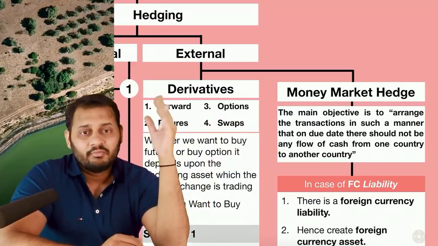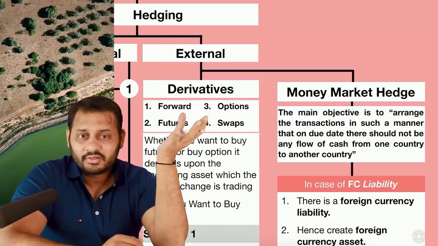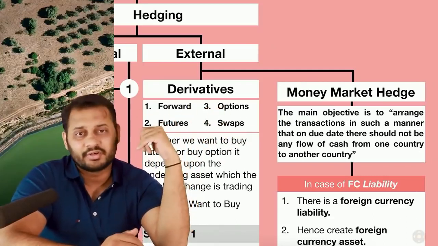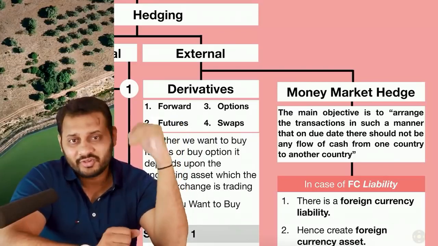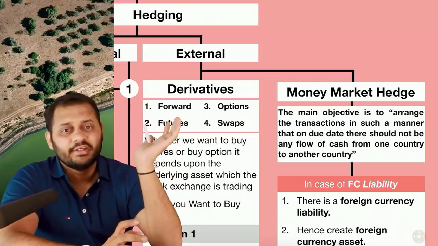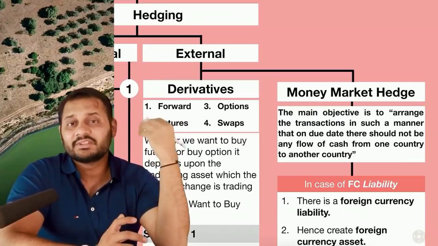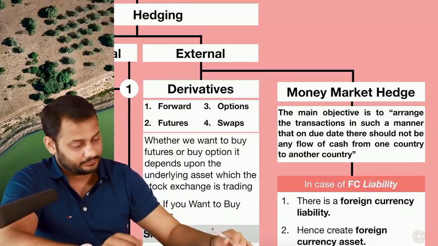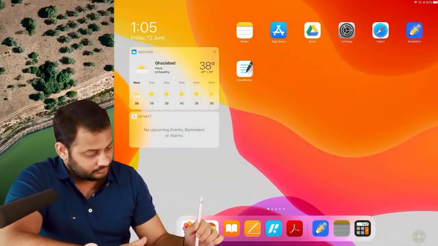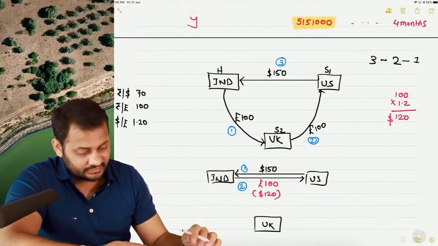Why? Because once you enter into a forward contract, futures contract, options or swap, you are not worried about the future spot rate, because in all these cases you fix the spot rate today itself. There are some variations in futures. In futures there are some steps that you need to understand. I will take you there. What are those steps that we discussed in futures?